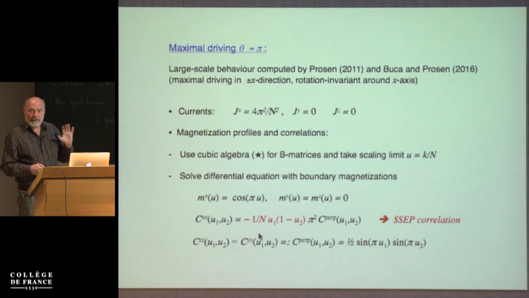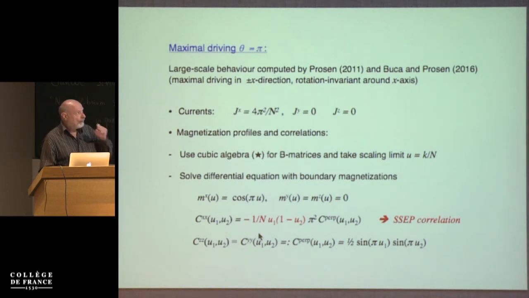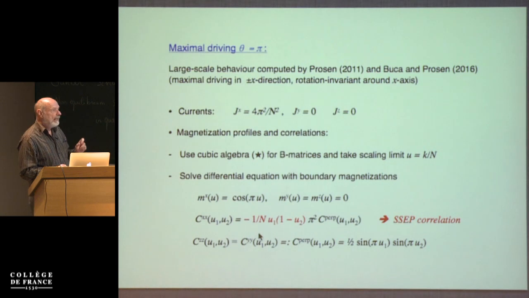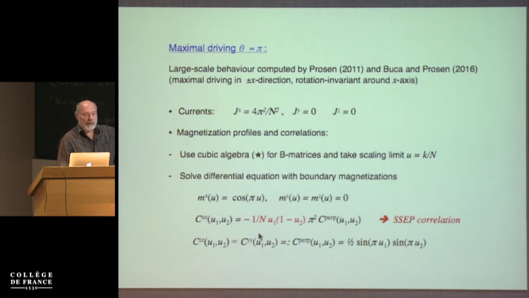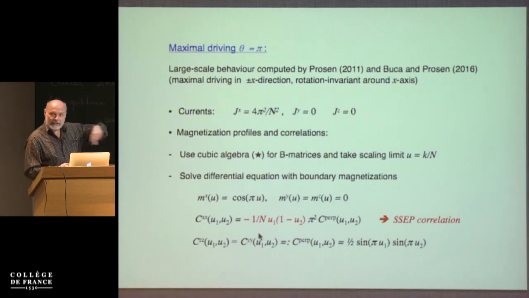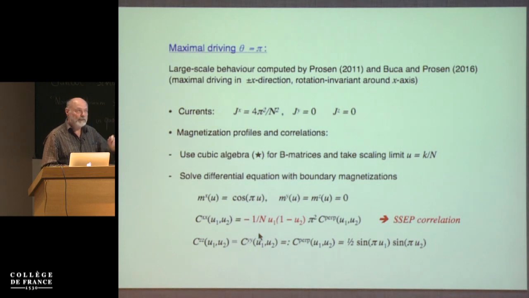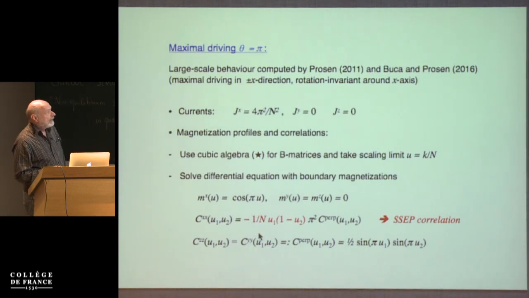Now, this was for theta non-zero and also not pi. If you take theta equal to pi, the driving is maximal. So you fix at one end in plus x direction, and at the opposite end you fix in minus direction. That means you have an extra symmetry. Namely, you can rotate about the x-axis and nothing will change. And then, well, the pictures change a little bit. Then the y and z currents will be exactly 0 for any system size. And the x current will remain of order 1 over n squared. So basically it means that you will have a subdiffusive current also in the direction of your projection.